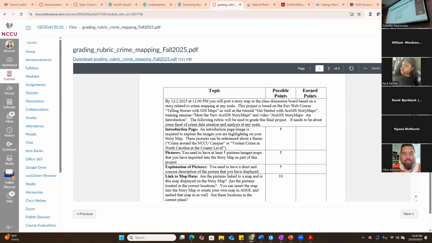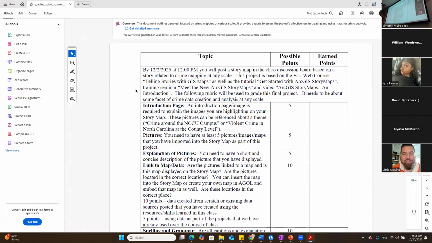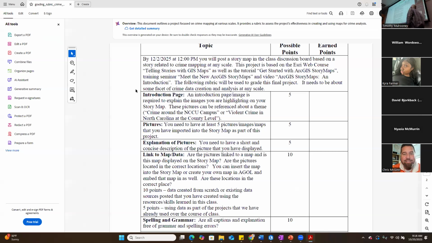This has got the rubric here. We posted the rubric, but it's going to be due December the 2nd at 12 o'clock. If you got any great ideas, let us know. To me, what I would just want to do is anything related to anything you're interested in. So if you're interested in traffic thefts down in Charlotte, this has got the rubric. Make sure you have at least 5 pictures, explanation of your pictures. We have links to data from your map. You can see that some people created data from scratch, but if you want to utilize some of the data that we've worked with already in class, you're more than free to.